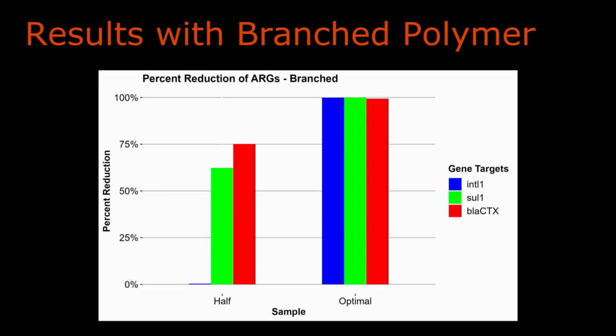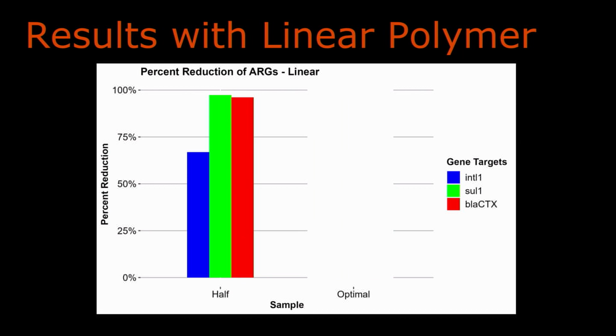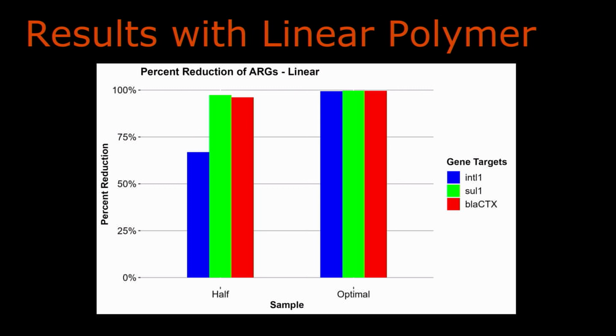Then I looked at linear polymer. At that half dosage, I measured a 97% reduction of blaCTX-M and a 66% reduction of intI1. Then, at that optimal dosage, I measured again up to a 99.9% reduction of all 3 genes. So, by choosing a linear polymer, utilities could save a little bit of money by using a little less polymer, while still achieving that good reduction of antibiotic resistance genes.